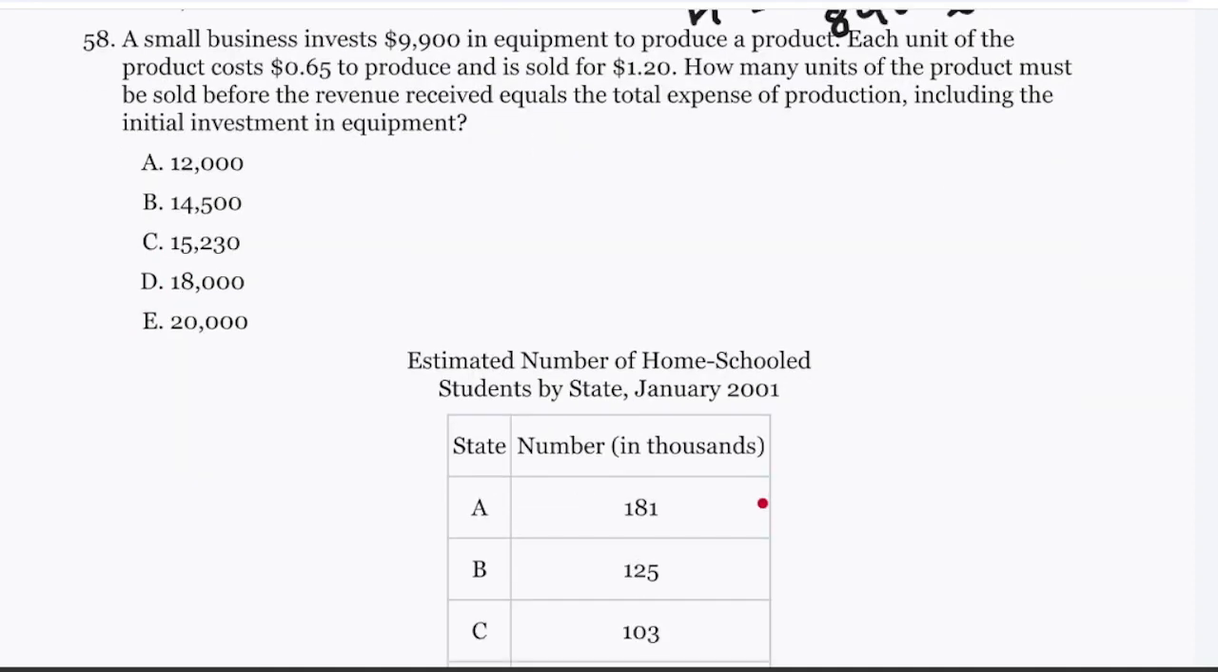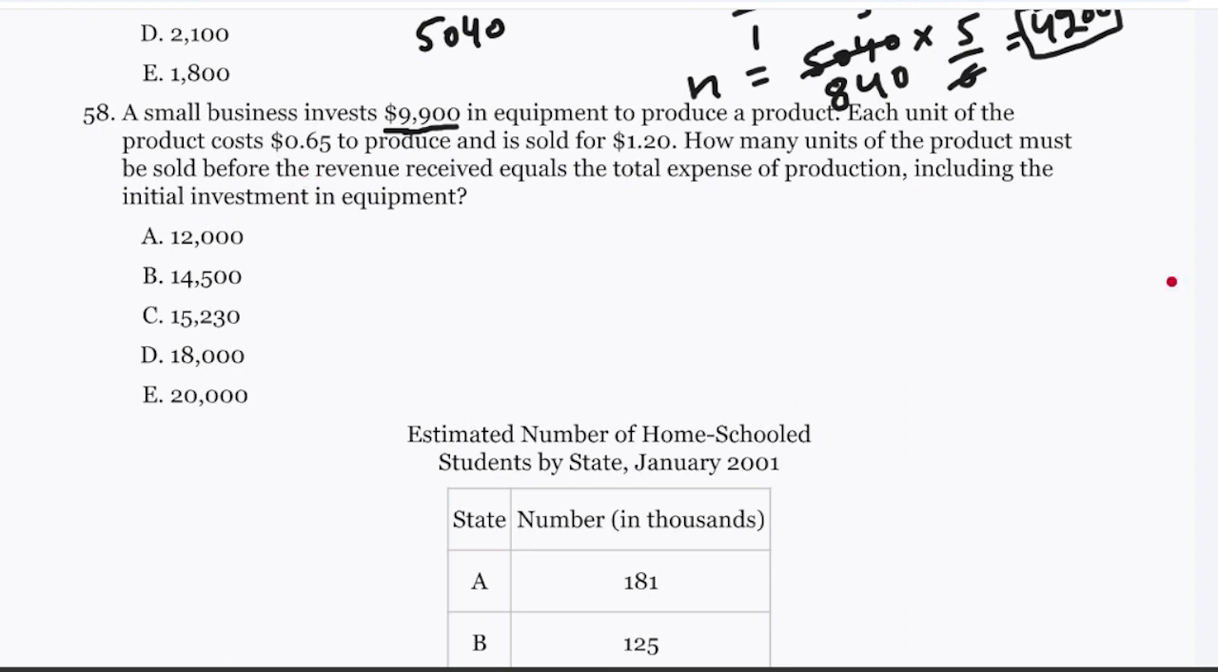Okay. It says a small business invests $9,900 in equipment to produce a product. This is the investment. Each unit of the product costs $0.65 to produce and is sold for 1.20. How many units of the product must be sold before the revenue received equals the total expense? Same kind of question. Again, how many units do we have to produce.